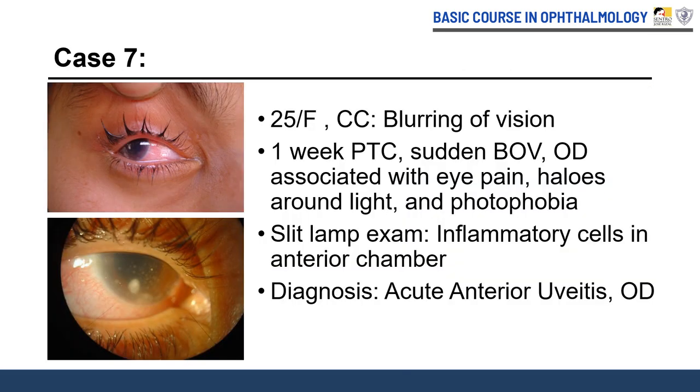K7 is a 25-year-old female consulting for blurring of vision. 1 week prior to consult, there was sudden blurring of vision associated with eye pain, halos around light, and photophobia. On slit lamp examination, there were inflammatory cells in the anterior chamber, making a diagnosis of acute anterior uveitis on the right.